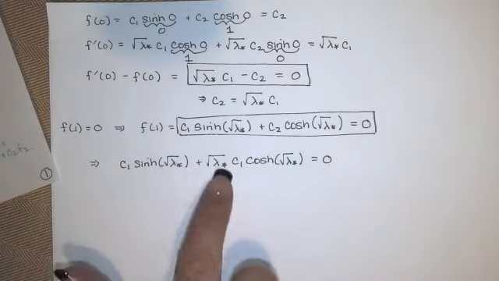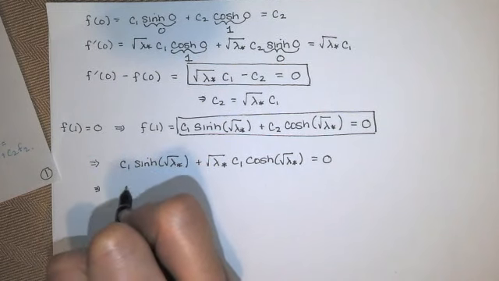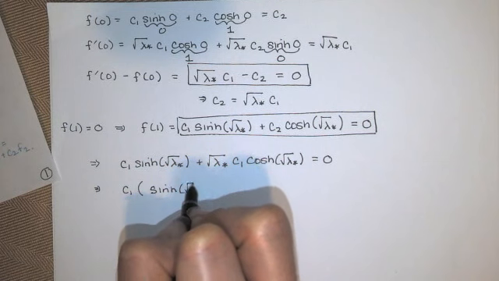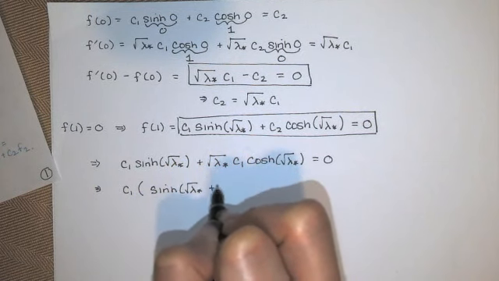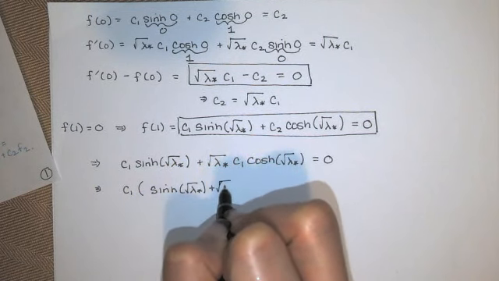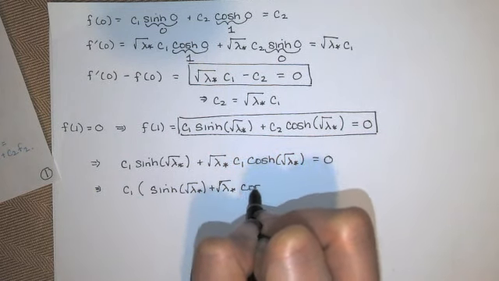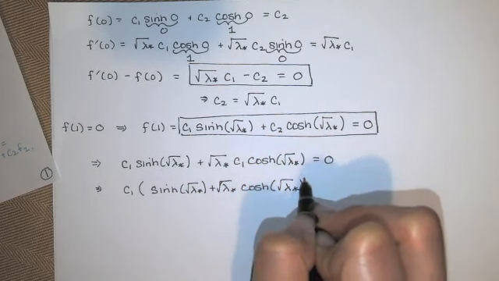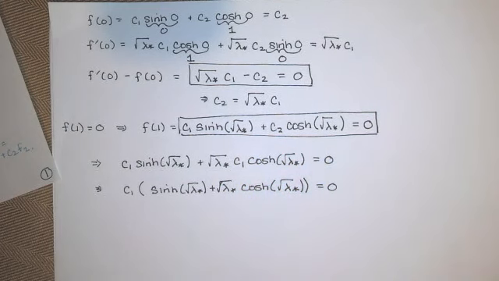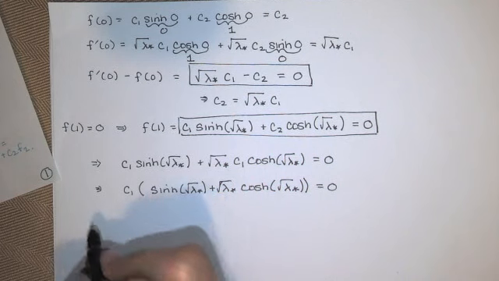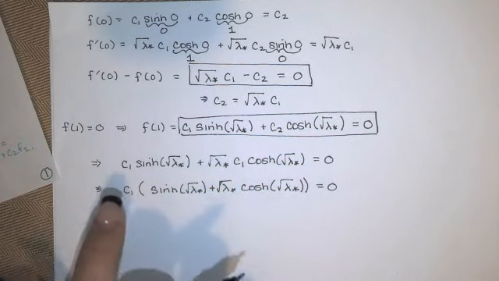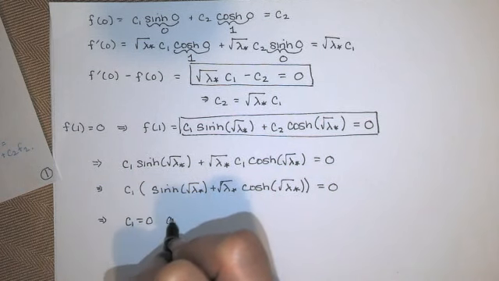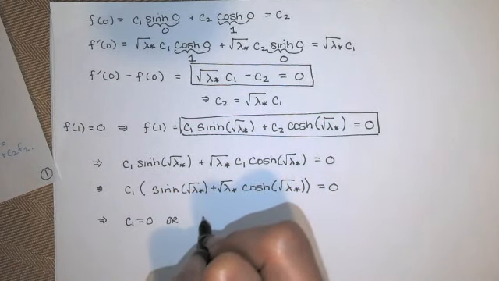Okay, so we've got C1 here and here. You can factor that out. And the rest of it is just this. Okay, so the only way that that's zero is if one of these factors is zero. So either C1 equals zero or the second function is zero.